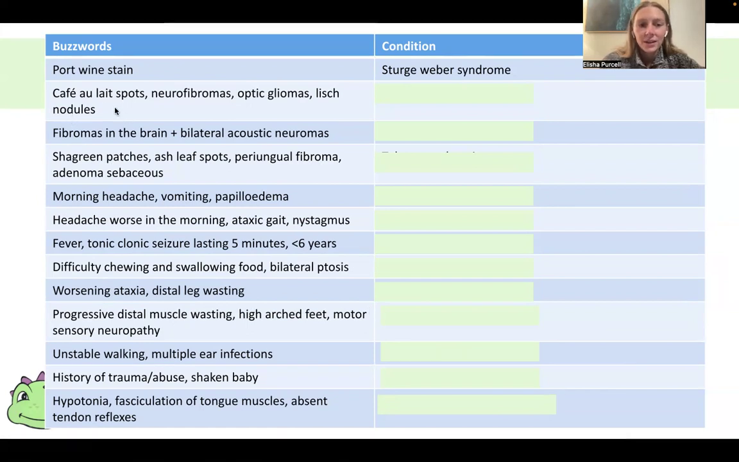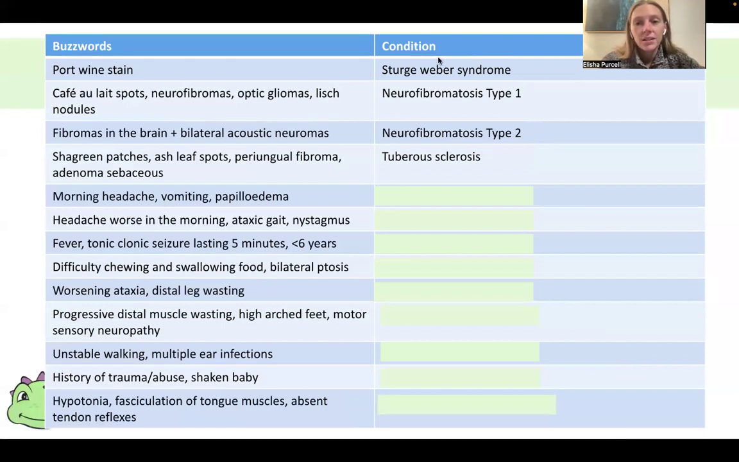So next one: café-au-lait spots, neurofibroma, optic glioma, and Lisch nodules. This is neurofibromatosis type 1. Fibromas in the brain, bilateral acoustic neuroma: neurofibromatosis type 2. Ash leaf spots, shagreen patches, periungual fibroma, and adenoma sebaceum: tuberous sclerosis.